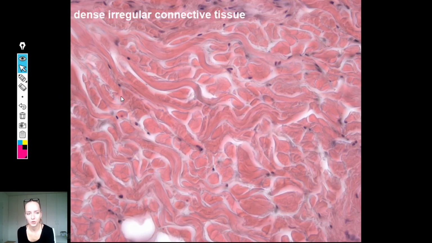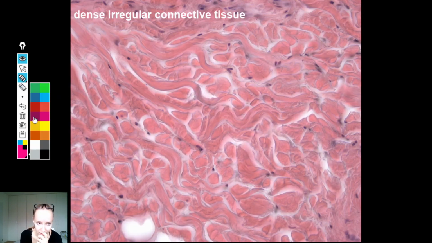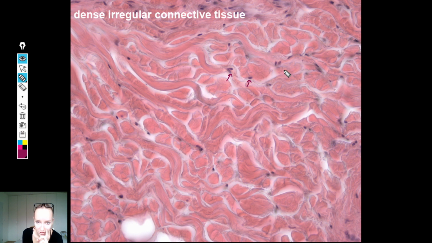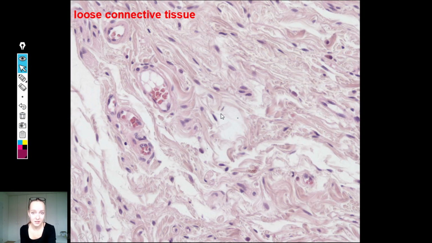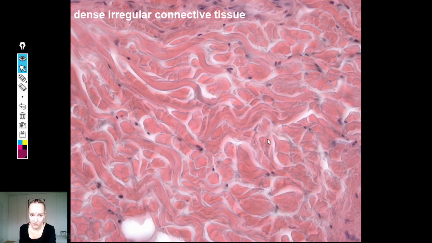Maybe I can show you one thing. We have thicker collagen fibers, but also some cells here and here. These are probably fibroblasts and fibrocytes. There is only a small amount of cells in dense connective tissue. Compare it to the loose connective tissue: many cells and thin collagen fibers, while here there are fewer cells and thicker collagen fibers. And it's irregular because we can see longitudinal and cross sections at the same time in this photo.